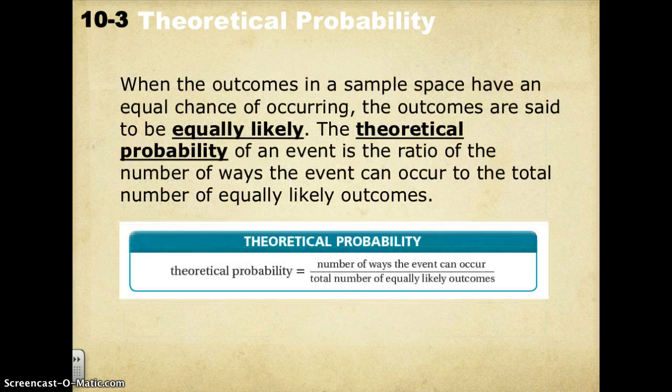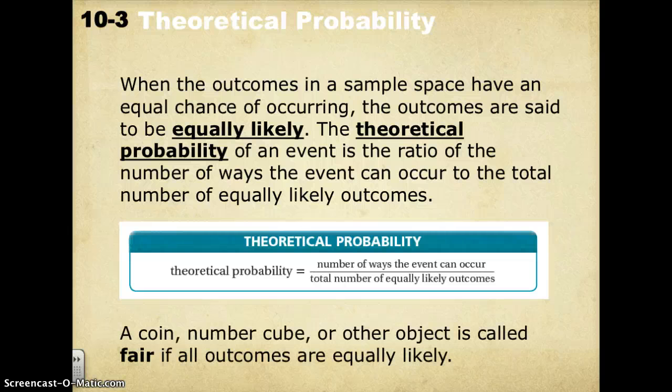When the outcomes in a sample space have an equal chance of occurring, the outcomes are said to be equally likely. The theoretical probability of an event is the ratio of the number of ways the event can occur to the total number of equally likely outcomes. So our definition for theoretical probability equals the number of ways the event can occur over the total number of equally likely outcomes. A coin, number cube, or other object is called fair if all outcomes are equally likely.